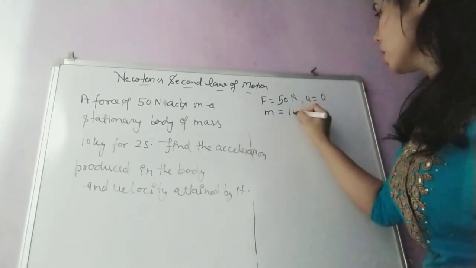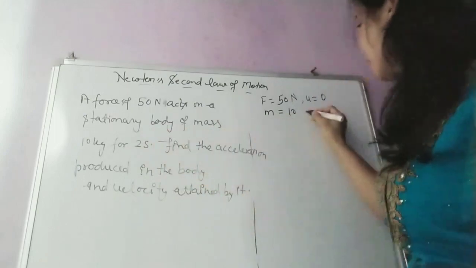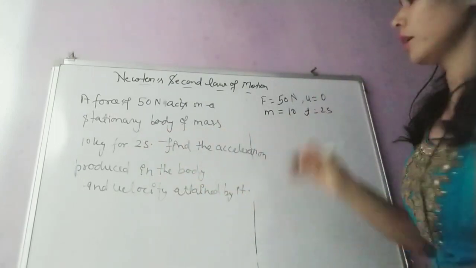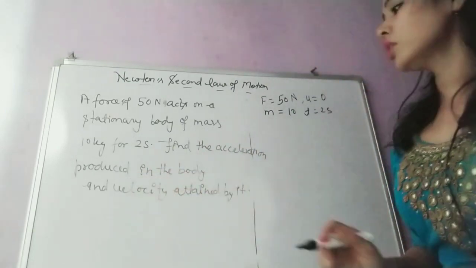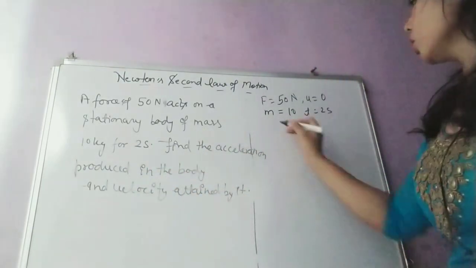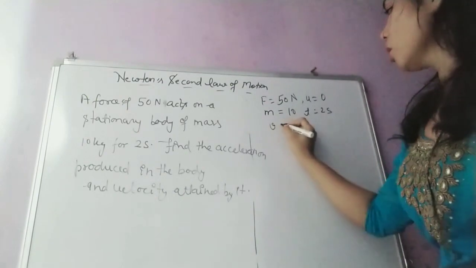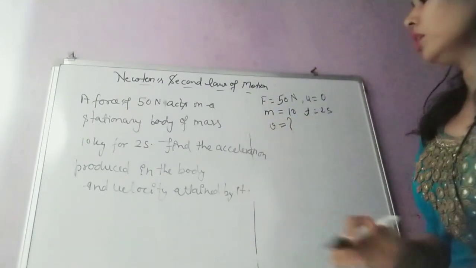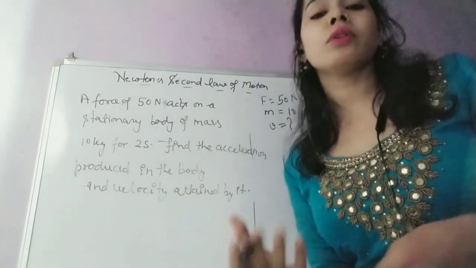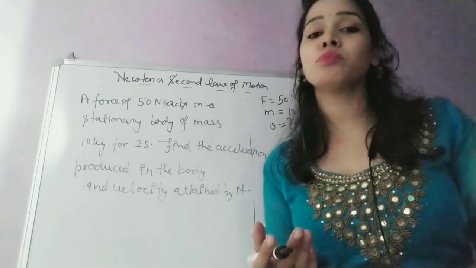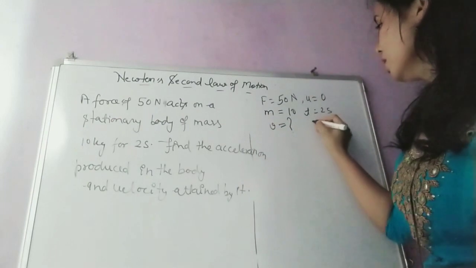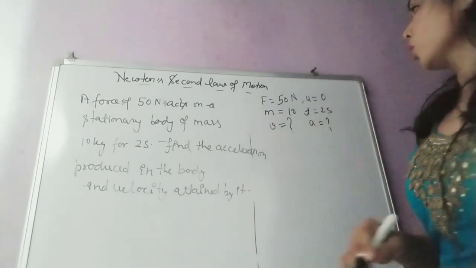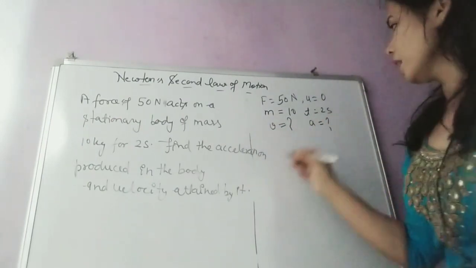Okay. So mass is 10 kg and time is 2 seconds. Okay, so time is also given. Find the acceleration produced in the body and velocity attained by the body. So the question asks, what is the final velocity v? Means finally what velocity is attained by the object. Okay, so v we are finding, and what else? Acceleration equals what? So first of all, we will find acceleration.